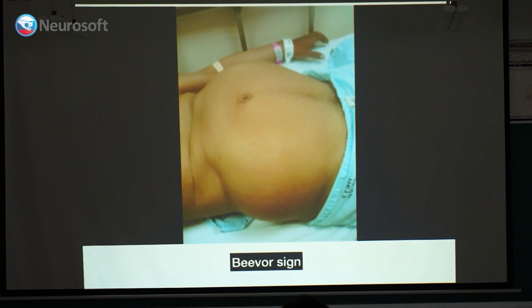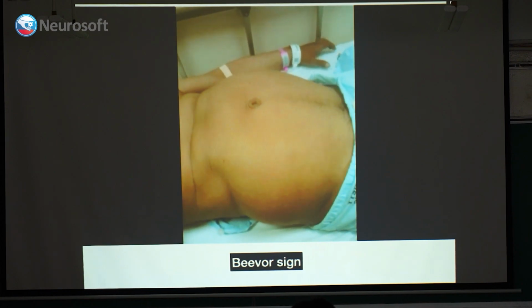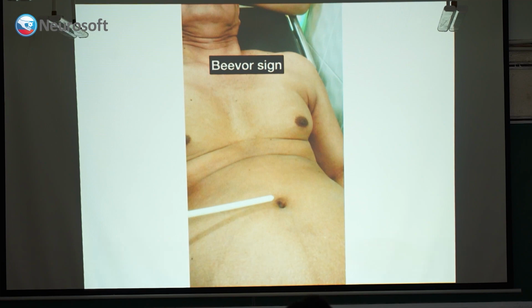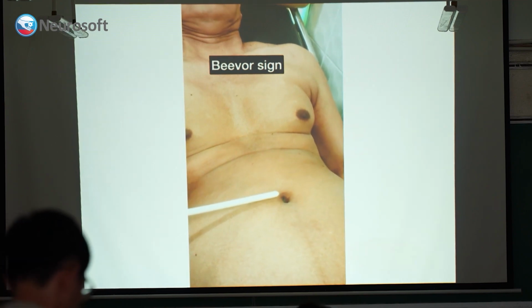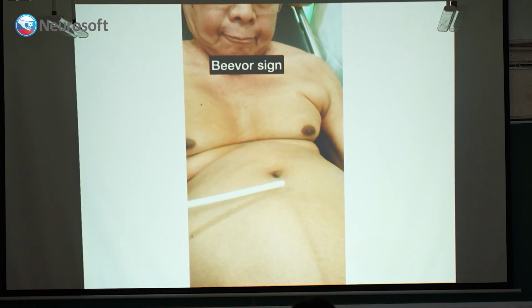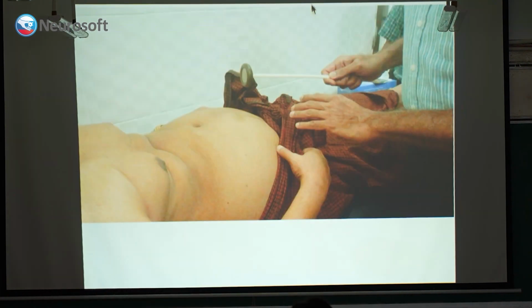And then of course the beaver sign, right? Then to show you the beaver sign, this is another patient. You often put a stick like this so that you can see it better. Okay? And to prove to you that it's due to muscle, here is normal, muscle here is abnormal.